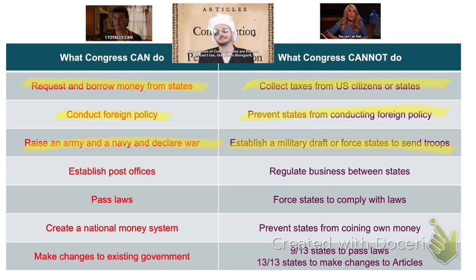All right. The Articles allowed the government to establish a post office, but they were not allowed to regulate business between states. So if I'm a state, I'm New York, I might charge Pennsylvania one tax, I might charge Massachusetts another tax, and I could do it, and there was no government to tell me that I could not. Today we cannot do that. All right? They could pass laws, but they could not enforce them.